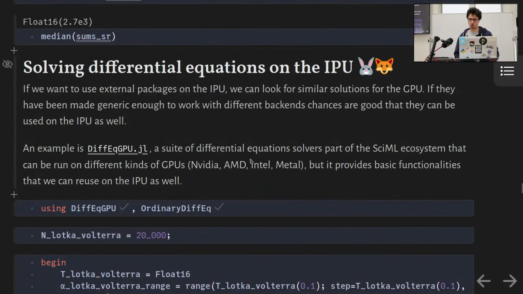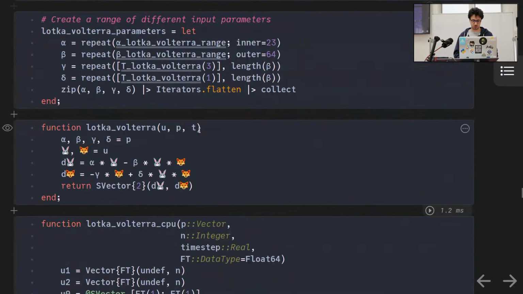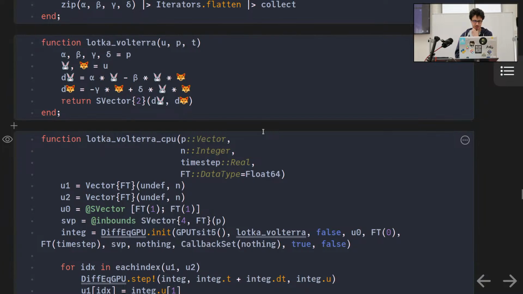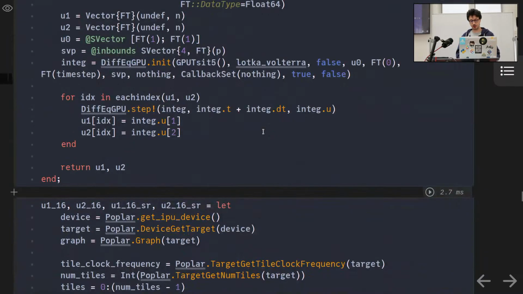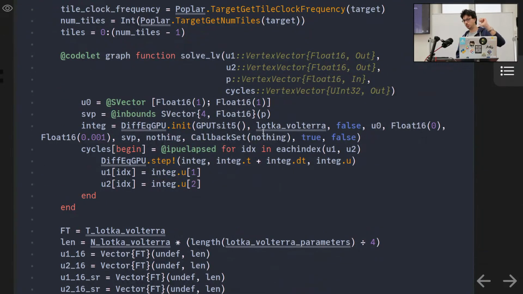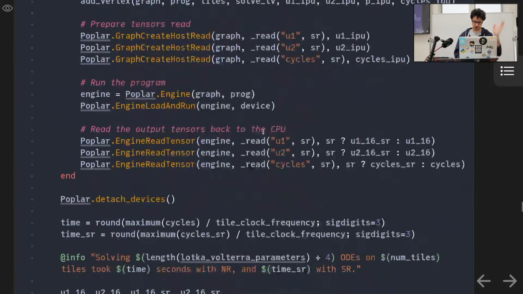Another showcase of using Julia on the IPU, there is no Enzyme here, but I think it's cool to showcase what you can do with stochastic rounding. I solved a differential equation on the IPU using a package called DiffEqGPU.jl, which I was actually using on the IPU, but that was completely fine. I'm solving the Lotka-Volterra system, and then solving this on the CPU using double precision and using this as a ground truth for the comparison, and also solving on the IPU using both nearest rounding, which is the default mode, and stochastic rounding. So we can see the result after all this code.